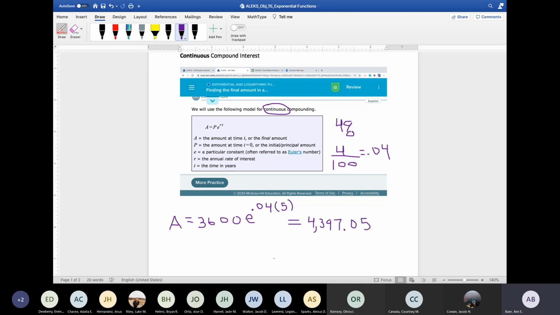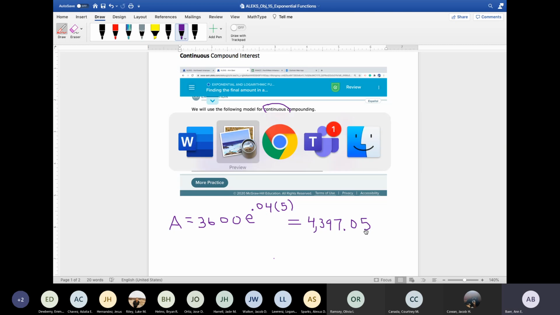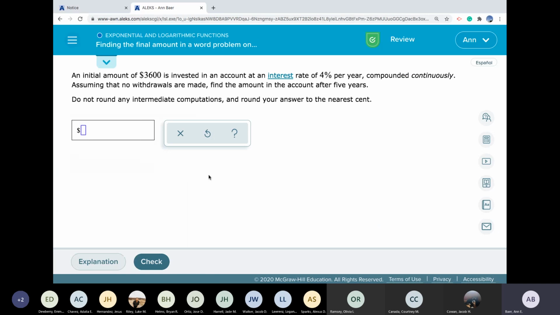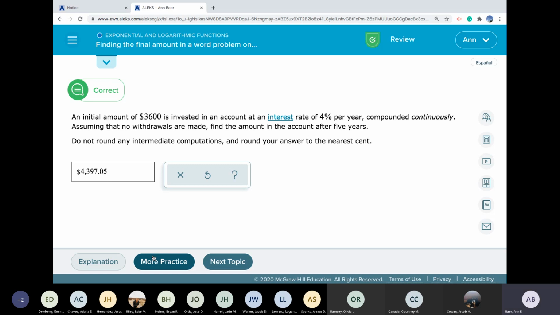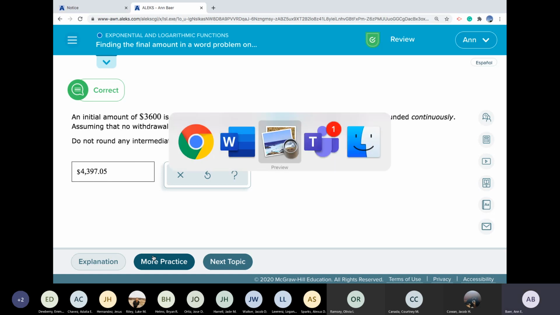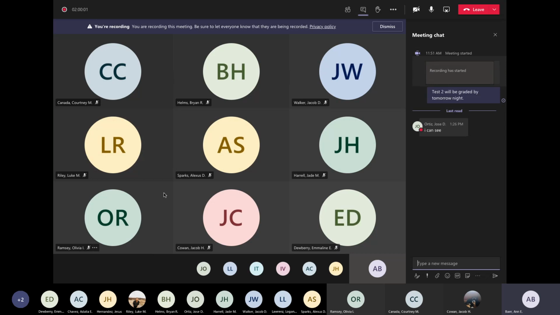Any questions on that? Before I let you go, let me quickly go into Alex and enter that. I'm afraid it's going to go away. 4,397.05, and then let me just double check that. $4,397.05. Any questions on that? Anybody have any questions for me?